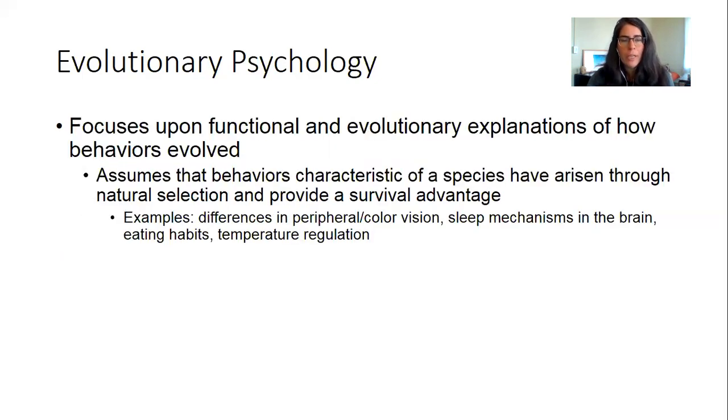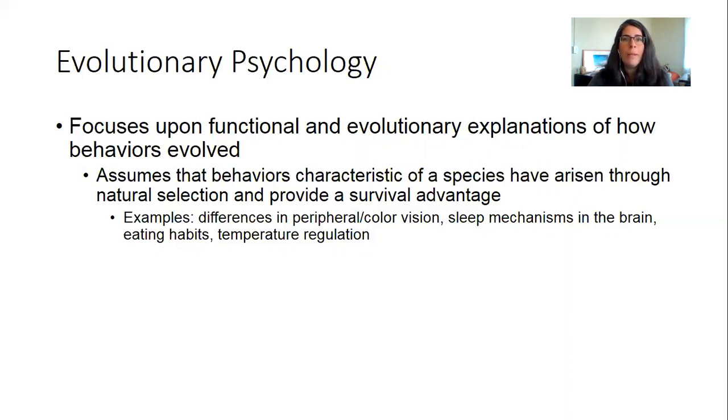Okay, so evolutionary psychology again focuses upon functional and evolutionary explanations of how behaviors evolved, right? What's its function, and where in the process of evolution do we see this behavior exhibit? And it assumes that behaviors, characteristics of a species have arisen through natural selection and again provide a survival advantage. I used creativity, but other examples, differences in peripheral color vision.